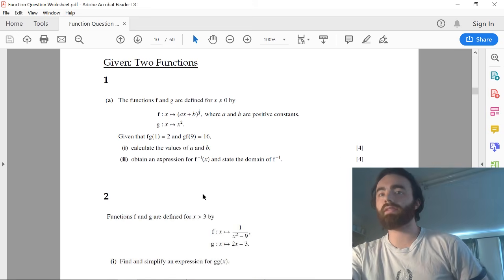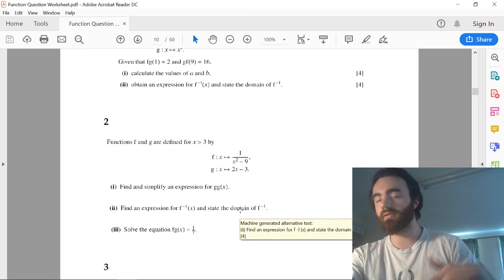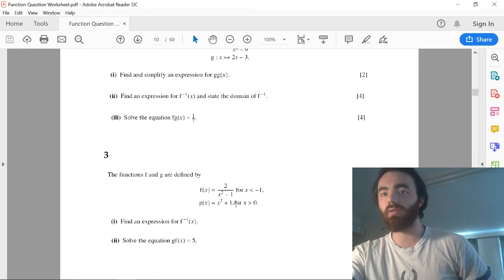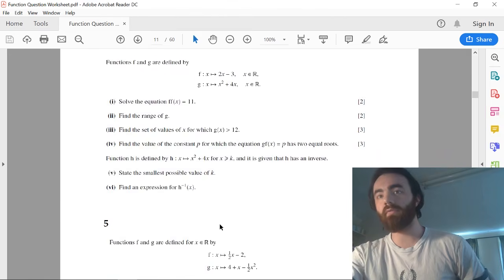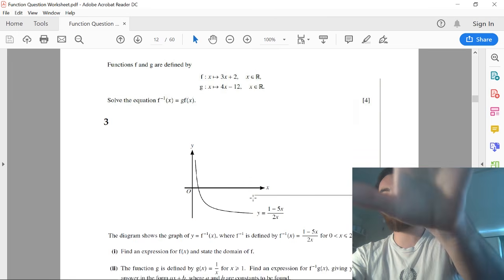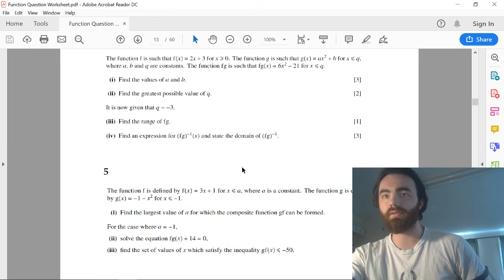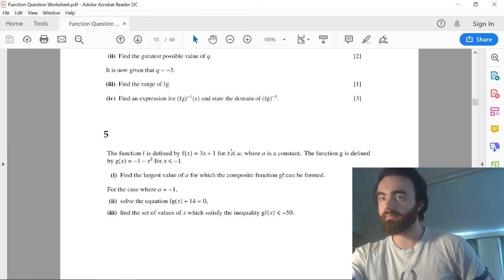And another thing they can do is they can give you two functions, and you have to do a bunch of stuff with that. Maybe you sketch them, whatever. There's a bunch of things you can do with it. And I've grouped all those type of questions together. And then we've got other ones, so just other common questions, which are a few different common ones, which are kind of similar as well.